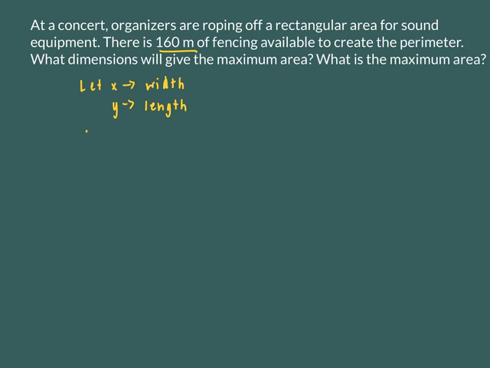So isn't it for perimeter, we have 2 times the length plus 2 times the width. Or in this case, since we use x and y for our width and length, we can do 160 equals 2x plus 2y. So now from that equation, let's try to solve for y so that we'll only be dealing with one variable. So we can do minus 2x on both sides.